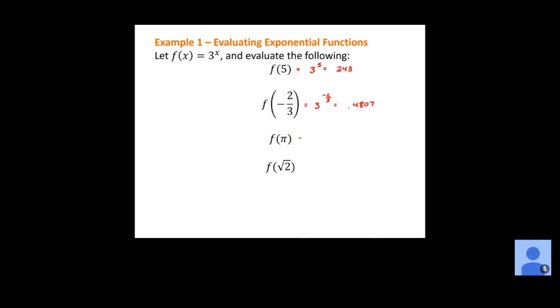All right. Now let's look at the next one. Again, our base is 3. This time pi is the exponent. So again, we'll go to 4 decimal places. So what's 3 to the pi power going to give us?